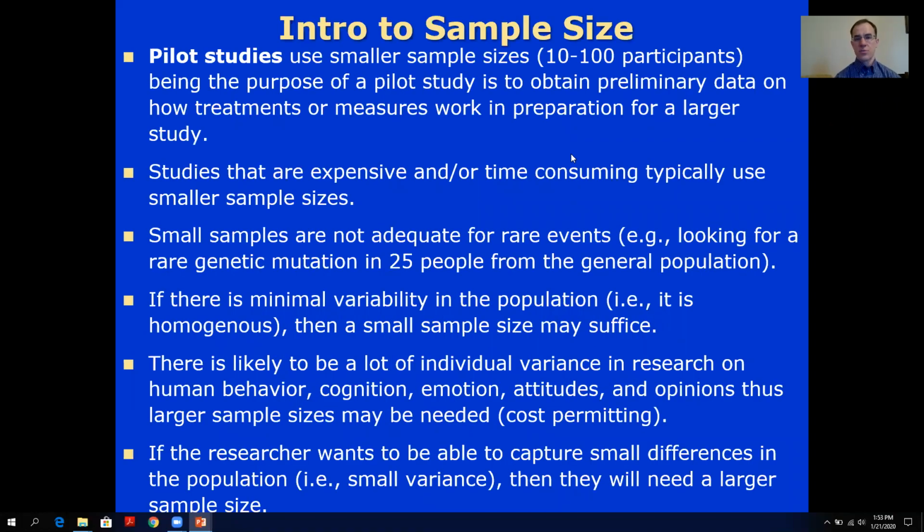So let's say, for example, you want to do a pilot study. Well, pilot studies are basically smaller sample sizes, usually 10 to 100 participants. And the purpose of the pilot study is to obtain preliminary data on how treatments or measures work in preparation for a larger study.